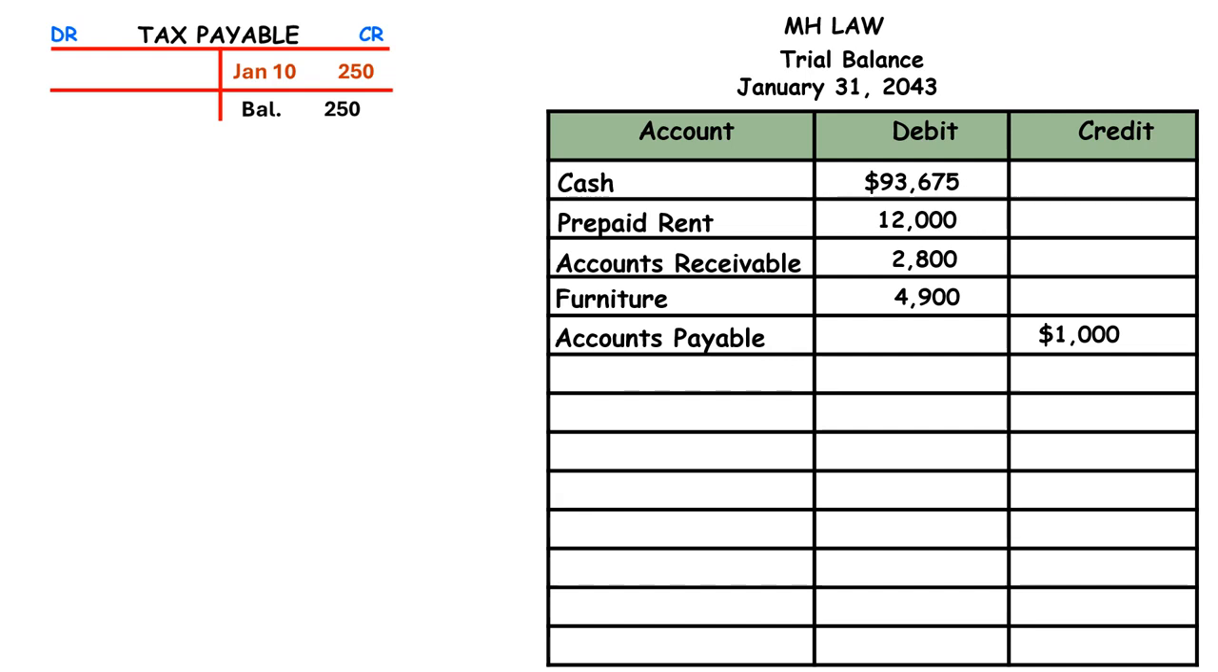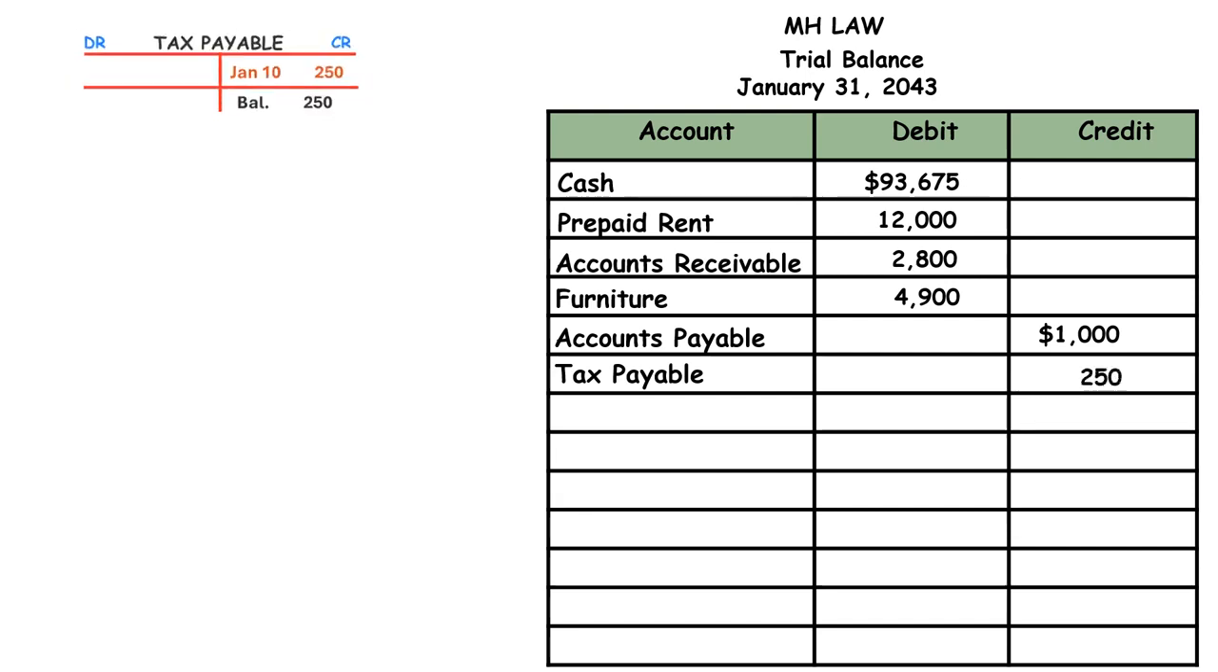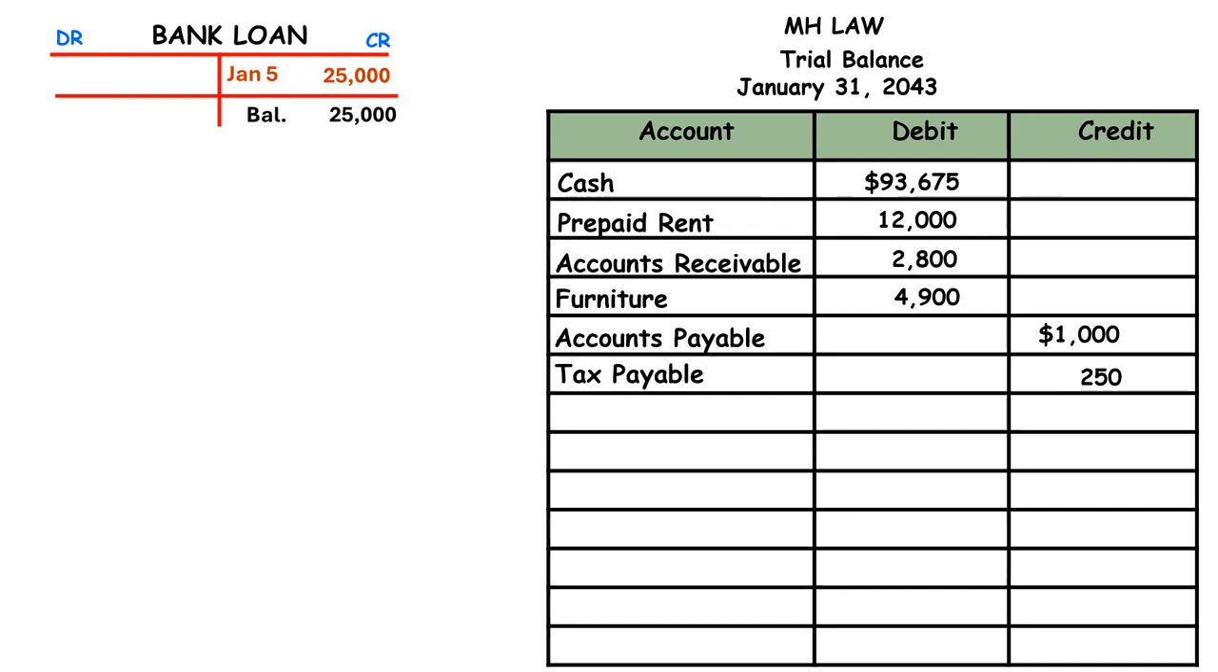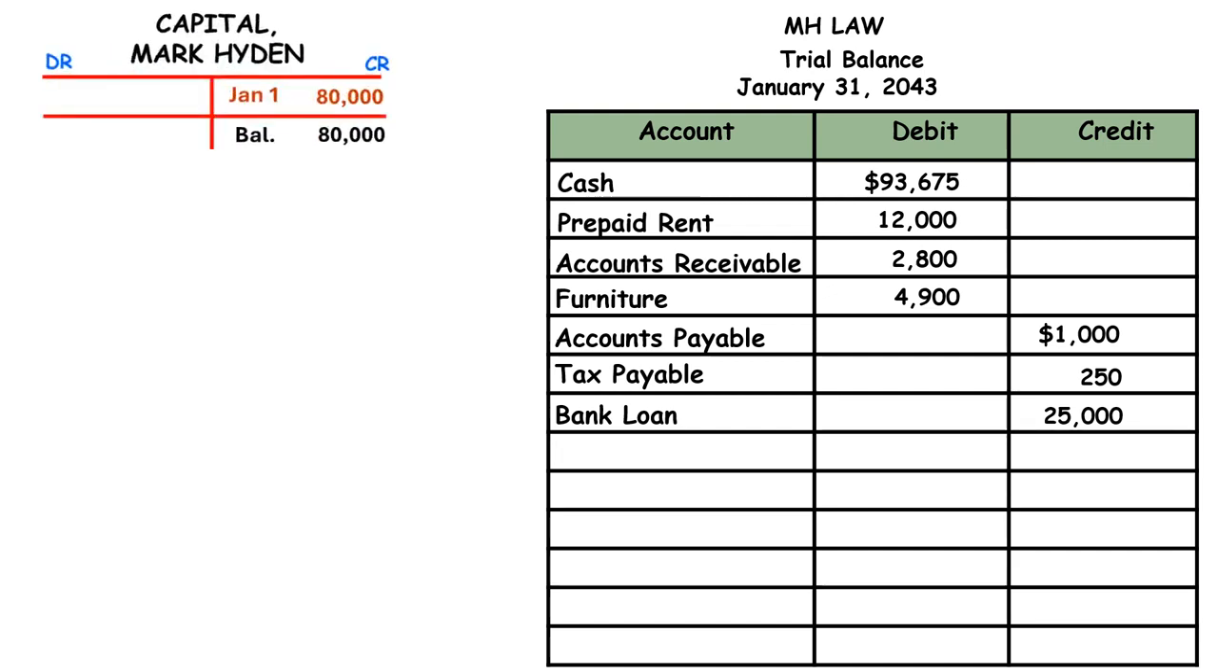Tax payable is similar thing, $250 is the balance in the account. So copying the name, and the balance is on the credit side. So I'll copy that onto the credit column in the trial balance. Bank loan, 25,000 balance on the credit side will also be copied onto the credit column of the trial balance. So let's copy the name first, and then we are going to copy the amount.